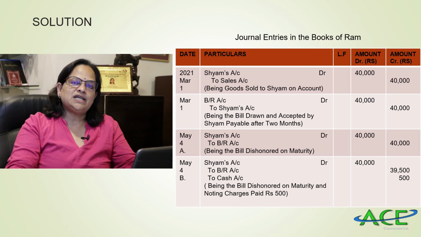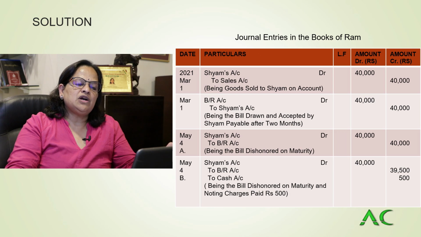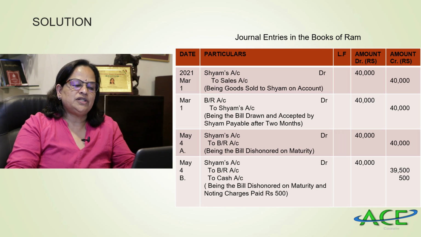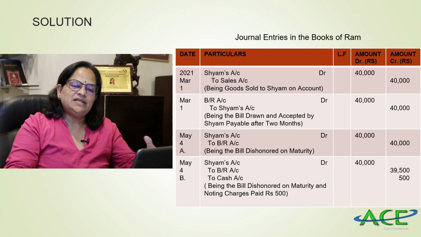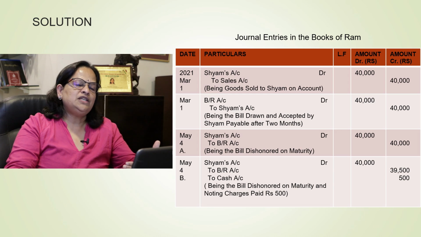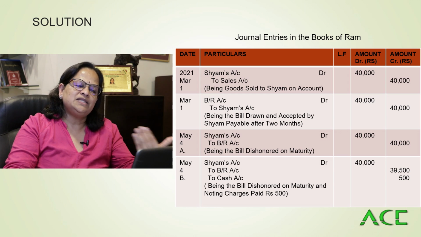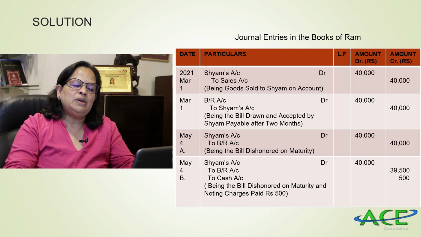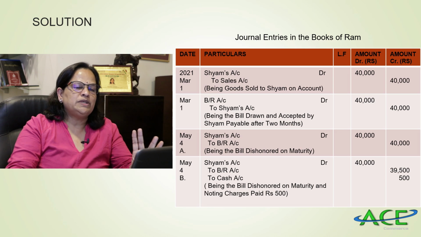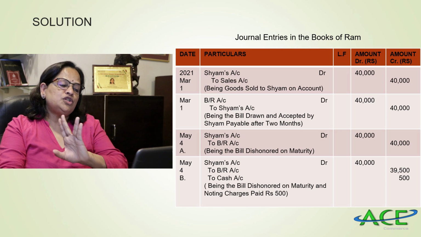So the first transaction is March 1st. Shyam's account debit to sales account 40,000. That is the credit sales, being goods sold to Shyam on account. Second is bills receivable he is getting. Shyam is not making the payment, he is giving a bill only. So bills receivable account debit to Shyam's account 40,000, being bill drawn and accepted by Shyam payable after 2 months. So the maturity date is after 2 months.